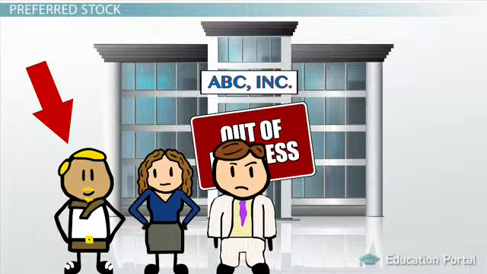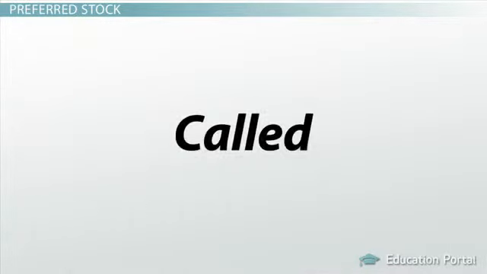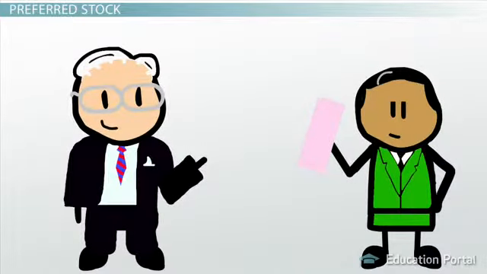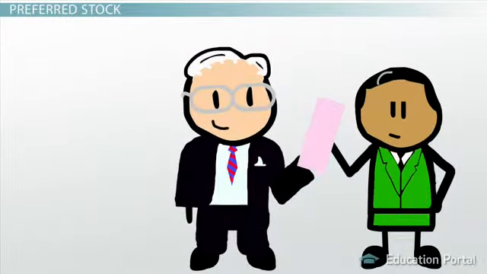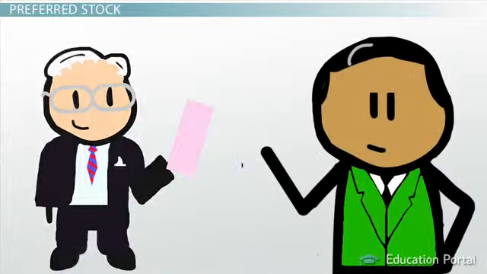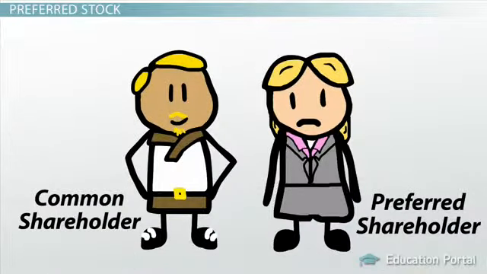A disadvantage is that the stock may be called by the corporation. This means that the corporation can purchase preferred stock from shareholders at any time and for any reason, but usually at a price per share that is higher than what the shareholders paid. Also, preferred shareholders don't usually enjoy the same voting rights as common shareholders.